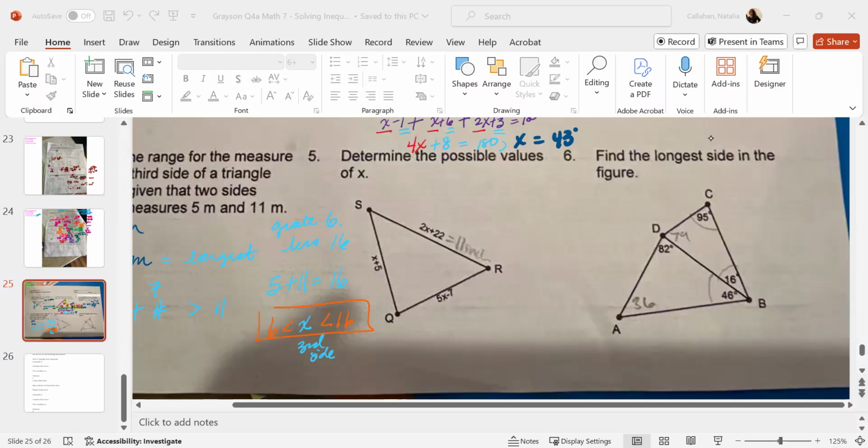All right, so find the longest side in the figure. So you need to find all the angles, right? Is 82 plus 46 plus 36 equal to 180? So for this triangle ADB, 180 minus 82 minus 46 is 52. This is wrong.